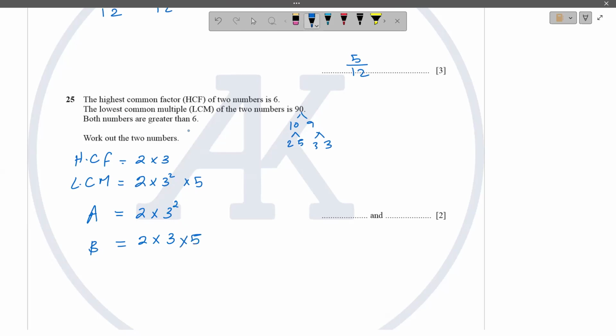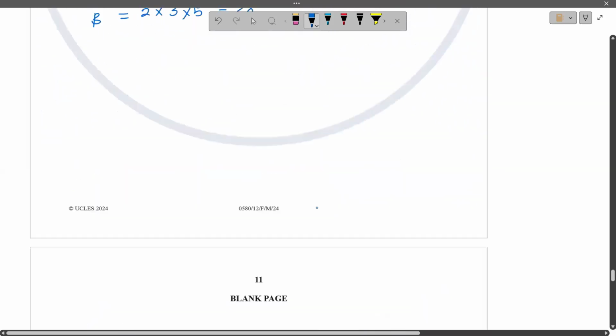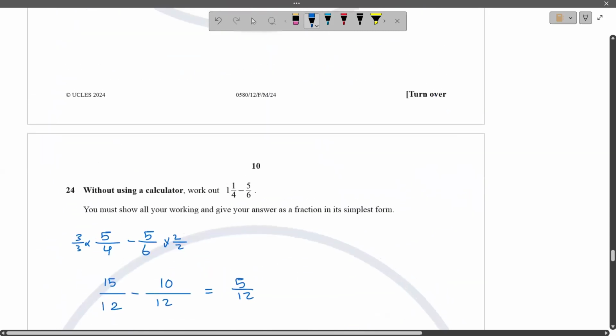Why? Because both numbers are greater than 6, so I can't leave it as 6. So I need to put 5 here, so this number will be equal to 30, and this number will be equal to 18. So it's 18 and 30. And that's it.